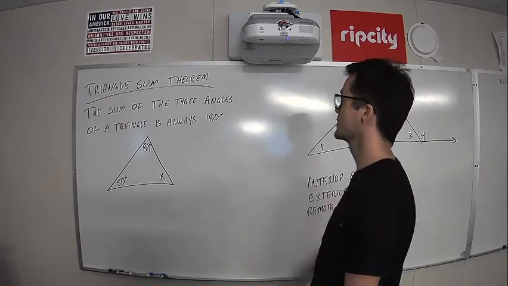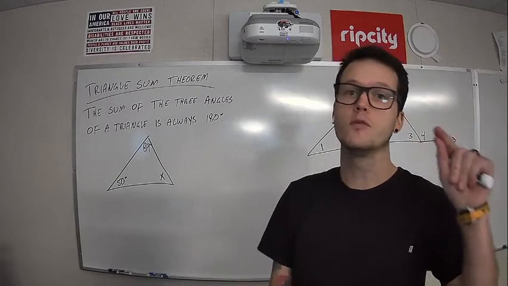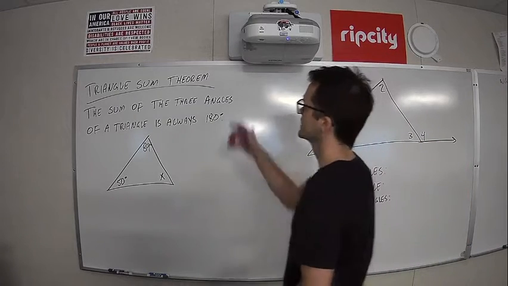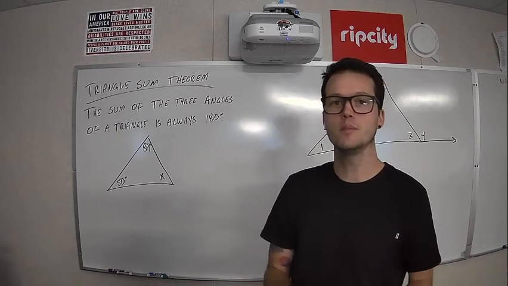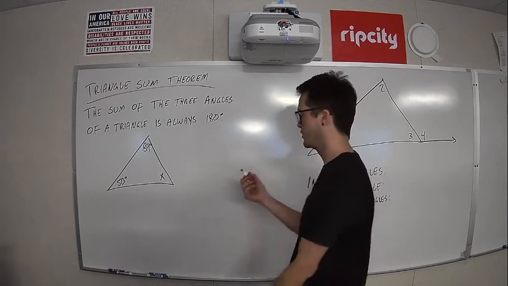First things first, triangle sum theorem. This is something I think you've already seen before, but we're going to formalize it right now. The sum of the three angles of a triangle is always 180 degrees. That means when you add up the three angles in a triangle, they're going to add up to 180.